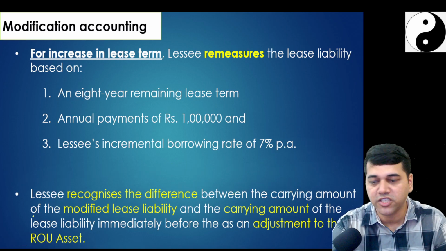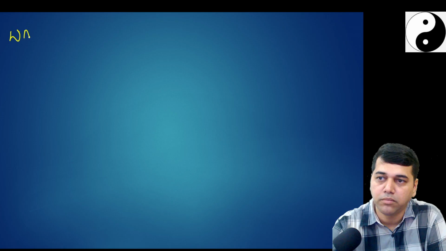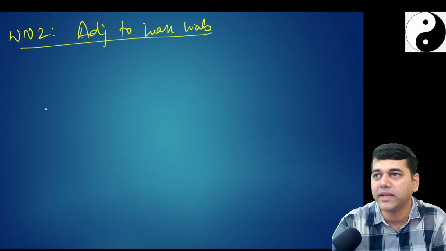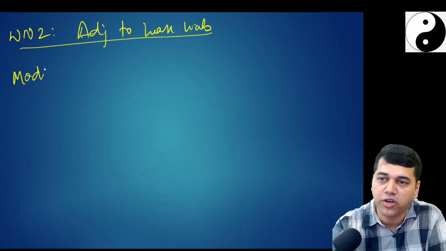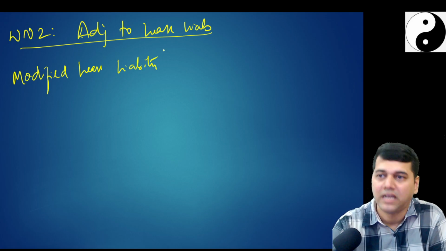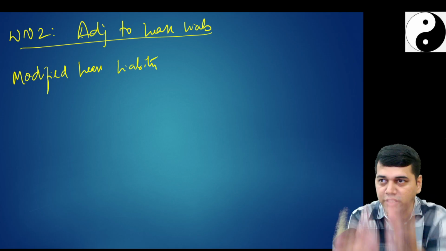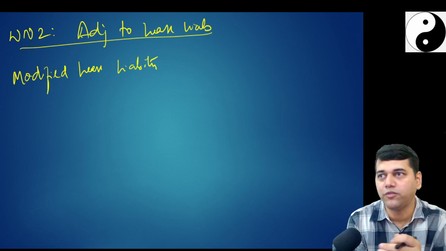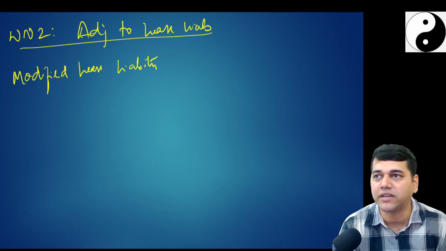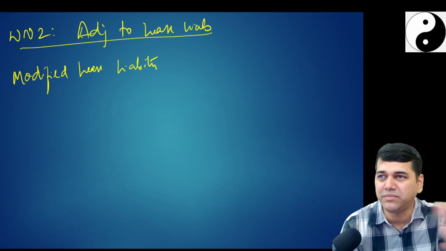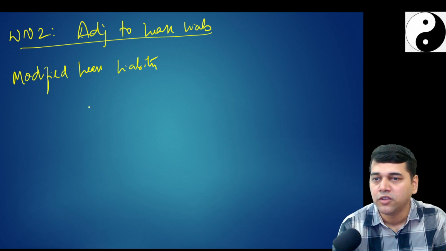Now we will do the readjustment. Working note number 2. Adjustment to lease liability. I need to make an adjustment. Now tell me, what is your modified lease liability? Otherwise, I could have prepared one amortization schedule, 1, 2, 3, 4, like 8. Can I use the present value annuity factor? Because my term remains the same. Previous question, why did we calculate it separately? Because some considerations were difficult.